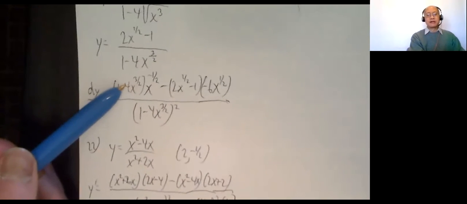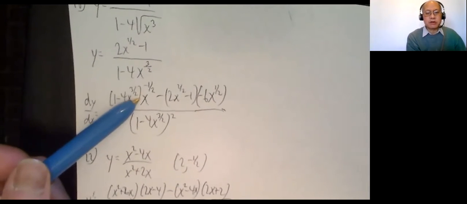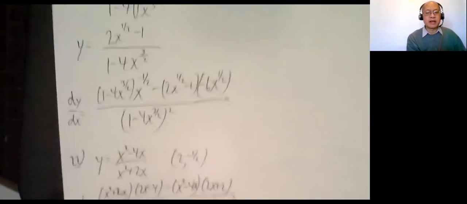And for this one, you can stop. It's so messy, it already looks bad. It'll look worse if I try to write them back with all the radicals and so forth. So as far as calculus is concerned, we're done. That's it. You can leave your answer like that.